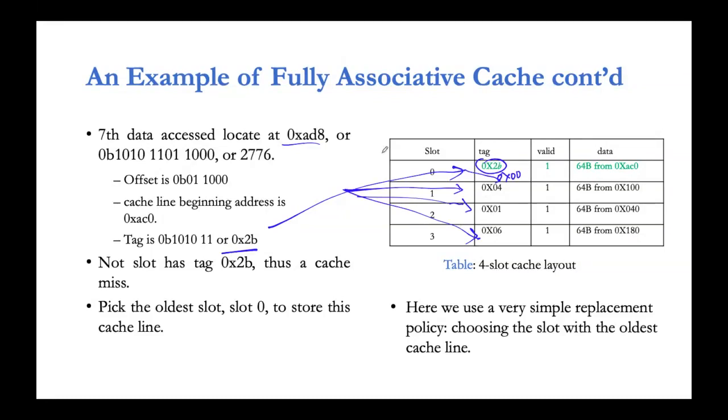So once this entire cache is filled, then it must take a replacement policy. In the replacement policy, it takes first in, first out. So this frame was filled first, so that will be taken out. It picks the oldest slot, and that slot stores this new cache line with this address. So here we use a very simple replacement policy: just choose the oldest slot, first come first out.